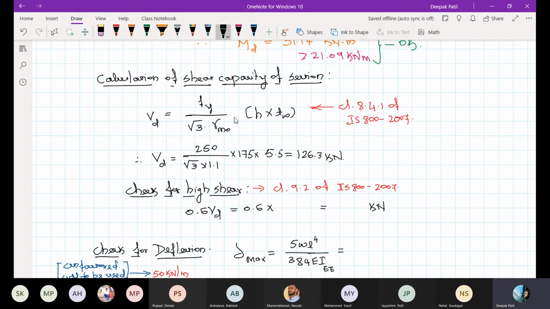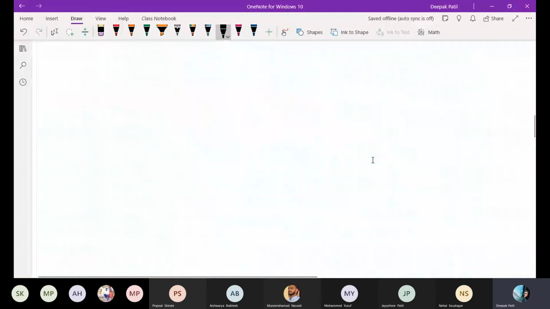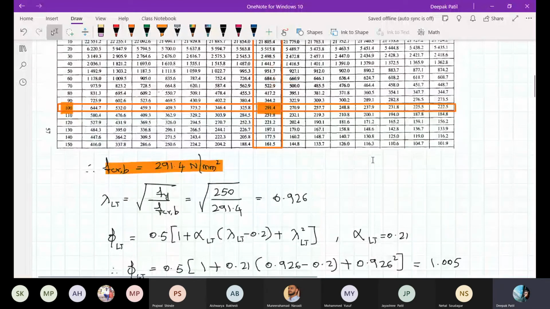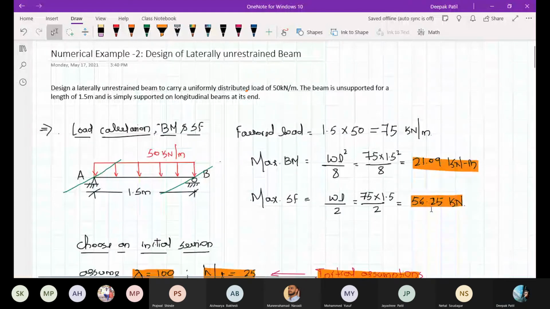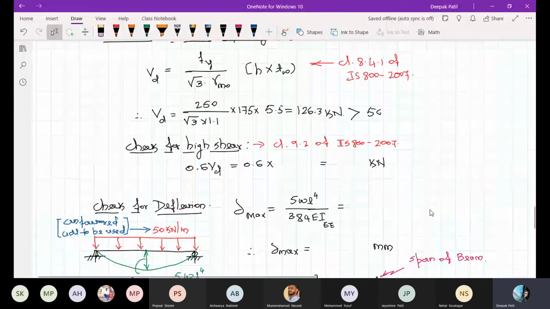126.3 kilonewtons, and it means that the total shear capacity of ISMB 175, what we have chosen, is 126.3, which is much more than the actual shear force which is coming on the beam. So the actual shear force which is coming on the beam is 56.25. Okay, you can just see here. It is 56.25 is the actual shear force which is coming on the beam. So I can just write this here, 56.25 kilonewtons. Hence, it is okay from shear point of view also.